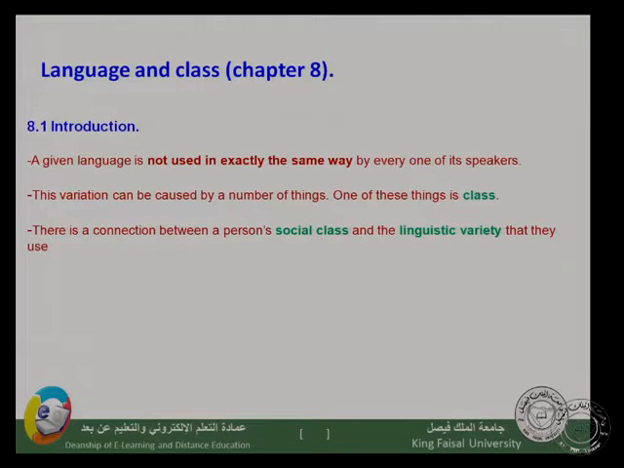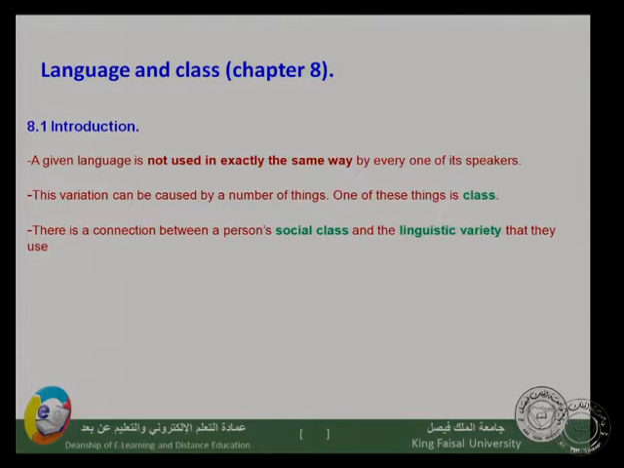So in the introduction of this chapter, we need to understand that a given language is not used in exactly the same way by every one of its speakers. People differ in the way they speak. Even if they share the same language, everybody would use the language in a different way that expresses his social class. So a given language is not used in exactly the same way by everybody.